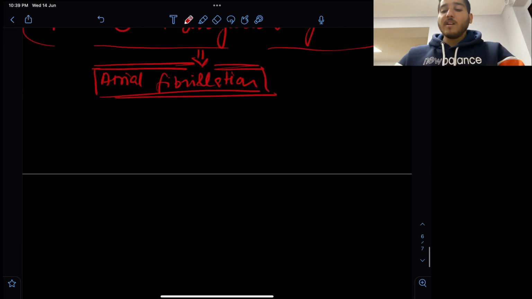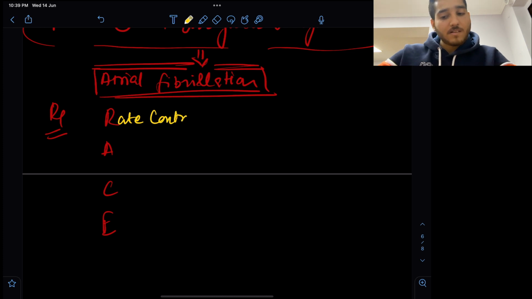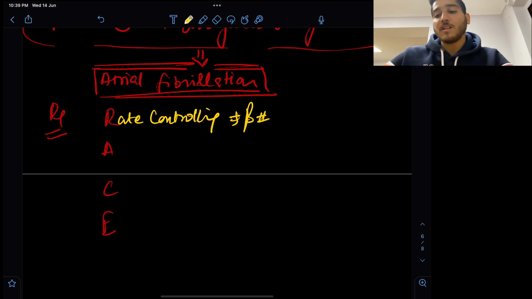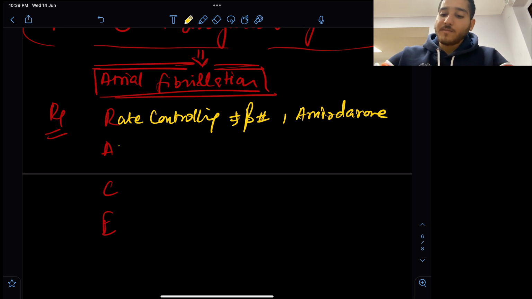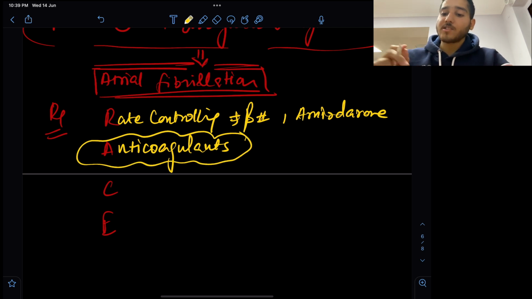For treatment of atrial fibrillation, we use rate control therapy, where we give rate controlling drugs. These can be beta blockers. We can also use amiodarone in case of atrial fibrillation. We will give anticoagulants. These anticoagulants are very important in case of atrial fibrillation.